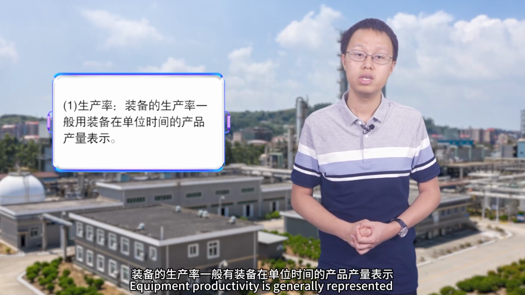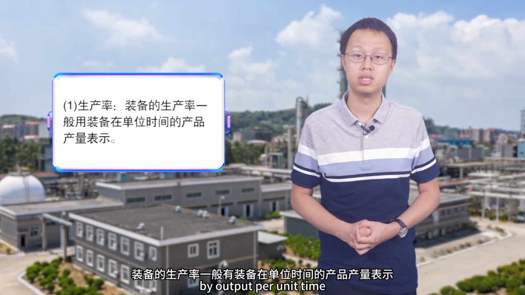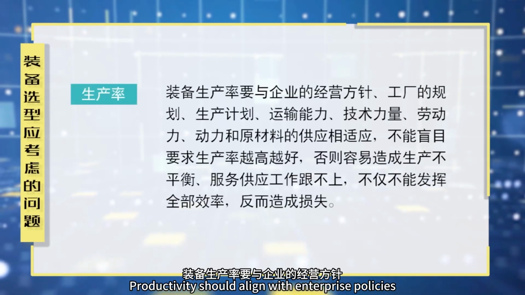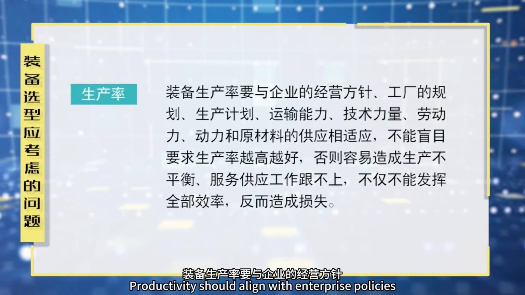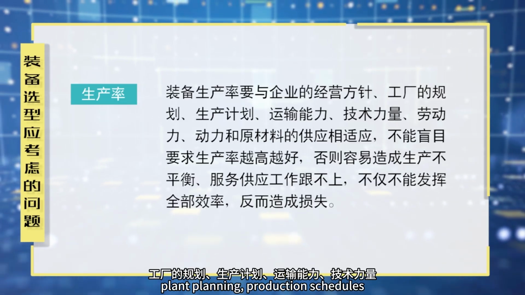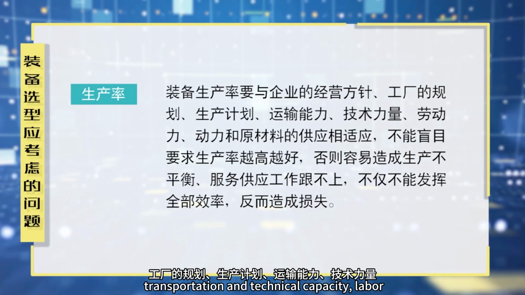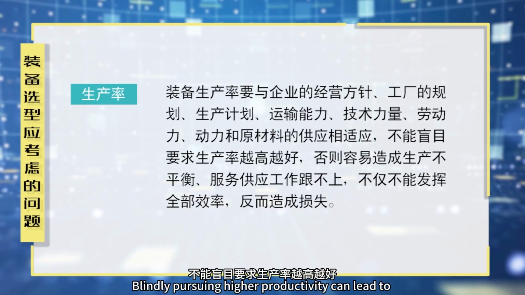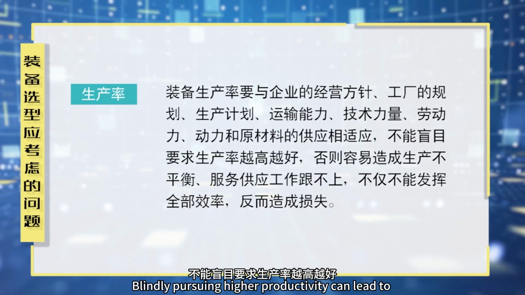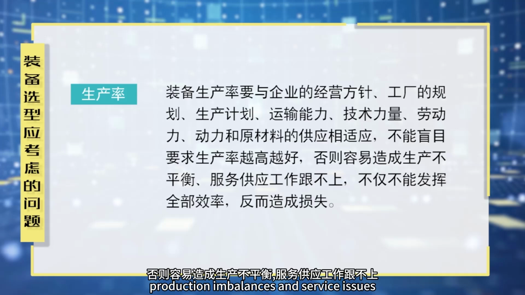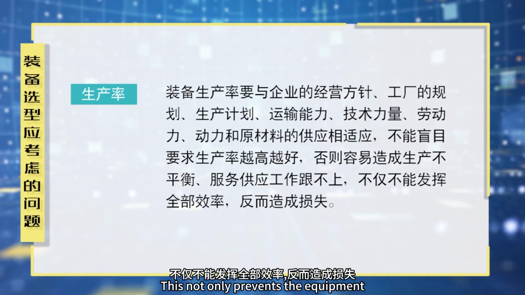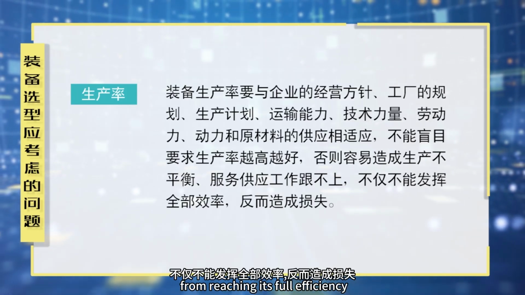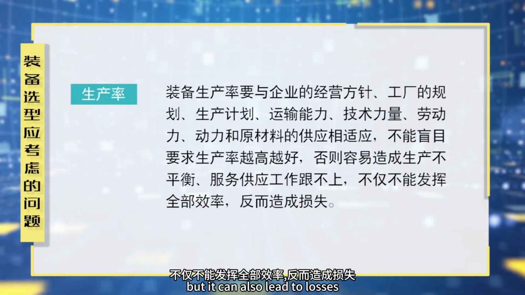Equipment productivity is generally represented by output per unit time. Productivity should align with enterprise policies, plant planning, production schedules, transportation and technical capacity, labor, power supply, and raw material availability. Blindly pursuing higher productivity can lead to production imbalances and service issues. This not only prevents the equipment from reaching its full efficiency, but it can also lead to losses.